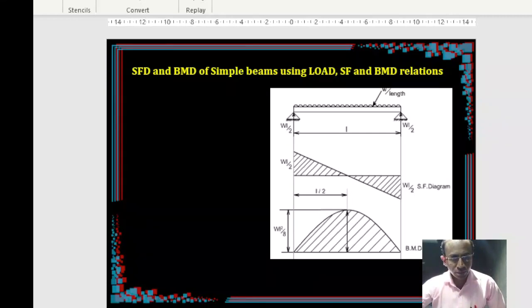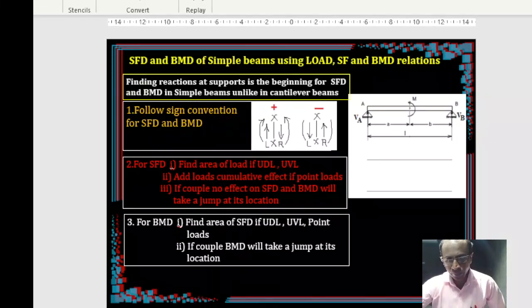Next kind of loading is the couple. As we told, the support reactions you have to find. Because it is an anti-clockwise couple, your reactions will form a clockwise couple. That means this is plus M by L going upwards, and this is minus M by L on the other side, a downward reaction of M by L. Okay, so your first step is over.